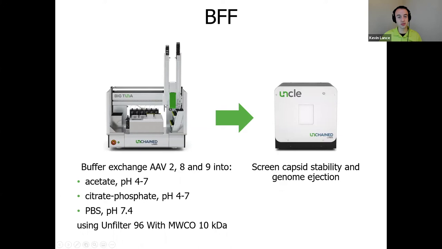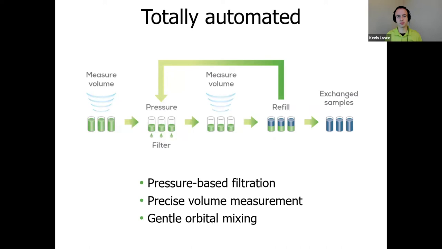Now, just a quick background on what Big Tuna does with the sample to buffer exchange it. It starts out with a measurement of the volume of sample in its unfiltered consumable plate. This is done with a non-contact ultrasound method. Then it uses positive pressure to force buffer through, in this case, a 10 kilodalton molecular weight cutoff filter at the bottom of the plate, measures the volume again, adds the buffer that you want to end up in, and then iterates that process until it's exchanged a certain preset percentage of the buffer.